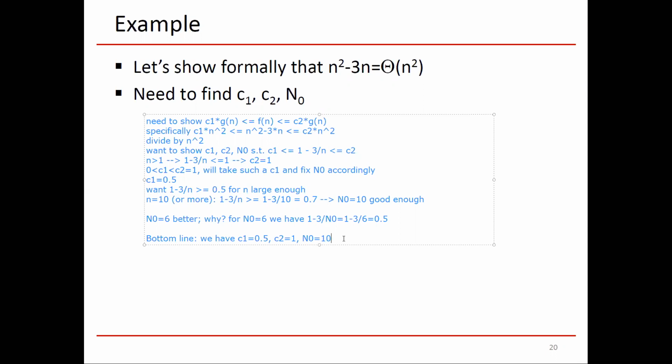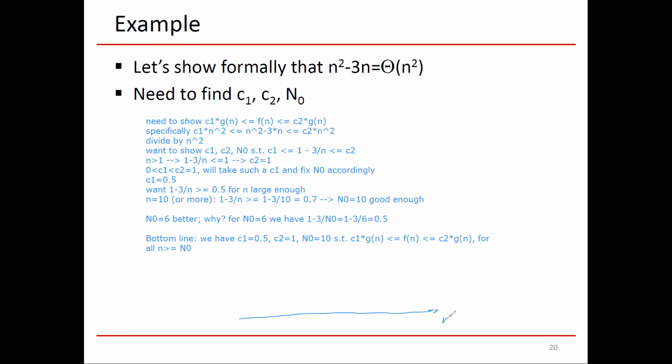So we have C1 equals half, C2 equals 1, N0 equals 10, such that C1 times G of N is less than or equal to F of N, which is less than or equal to C2 times G of N for all N greater than or equal to N0. We're done. Now, graphically, we can think of things as follows.